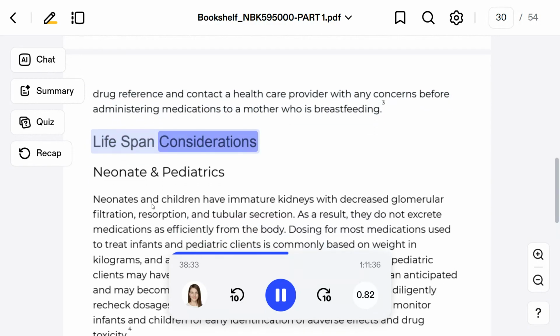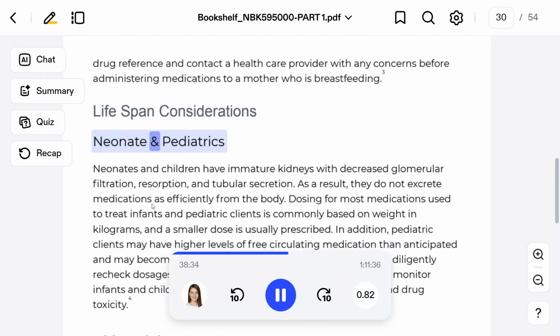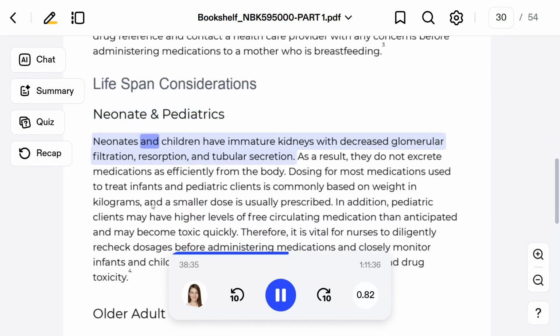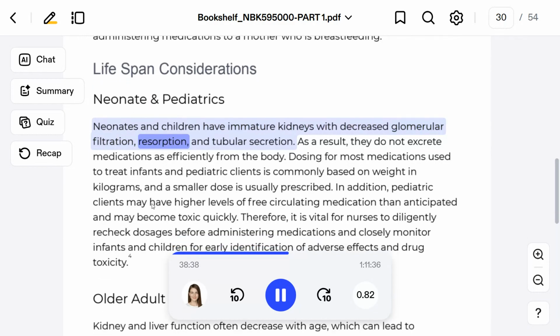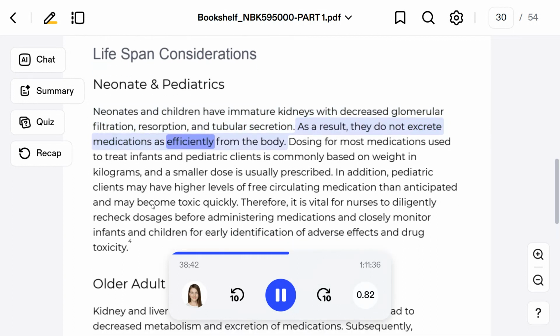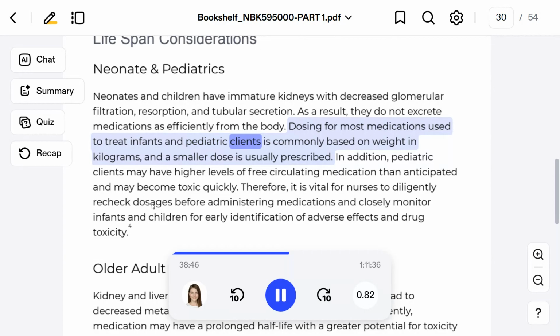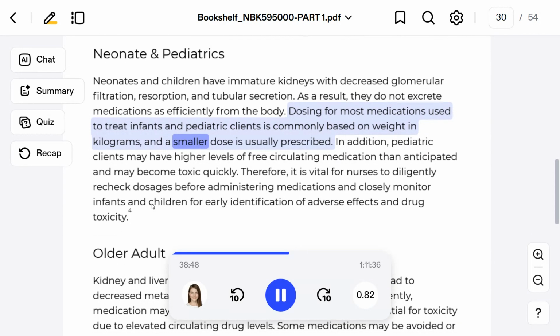Lifespan considerations: neonate and pediatrics. Neonates and children have immature kidneys with decreased glomerular filtration, resorption, and tubular secretion. As a result, they do not excrete medications as efficiently from the body. Dosing for most medications used to treat infants and pediatric clients is commonly based on weight in kilograms, and a smaller dose is usually prescribed.